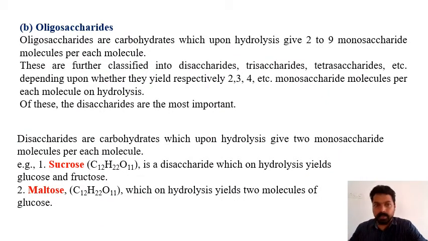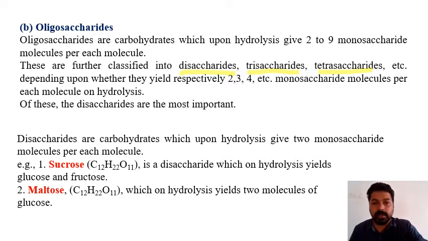So coming to the oligosaccharides: after monosaccharides, we shall get into oligosaccharides. Oligosaccharides are carbohydrates which have more than two monosaccharides, or which upon hydrolysis give 2 to 10 monosaccharides, or fewer than 10, per molecule. These oligosaccharides are further classified into disaccharides, trisaccharides, tetrasaccharides, etc.